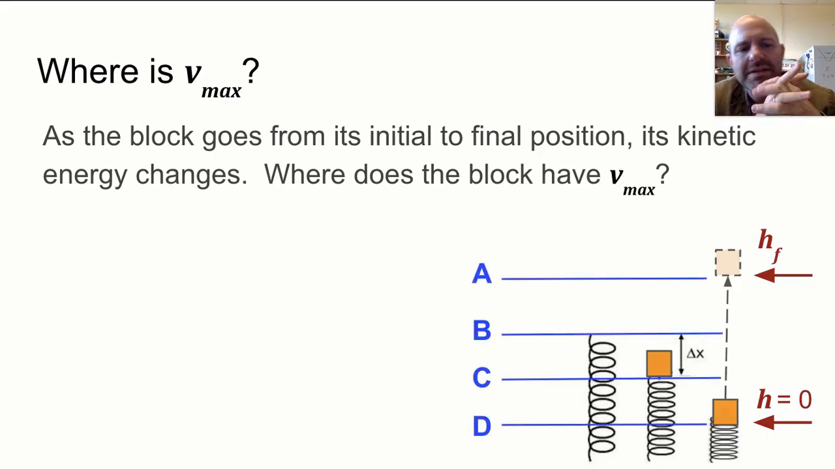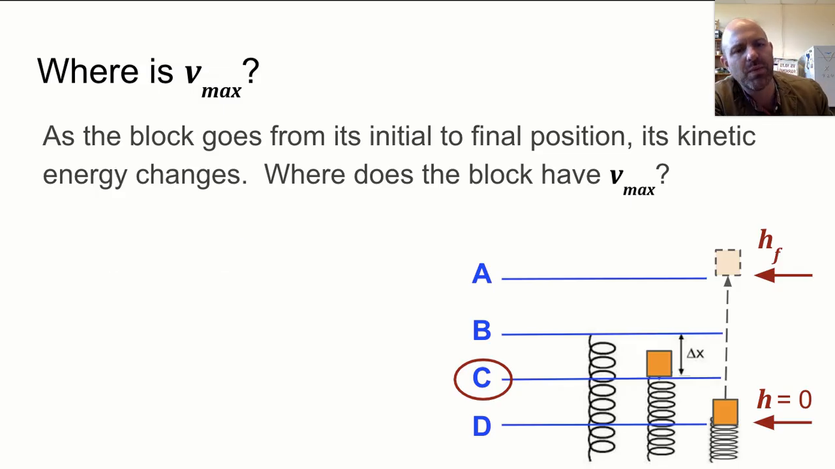There's a bunch of possibilities. Is it at the beginning? Is it at the end? Is it when you reach that point where it was at rest at equilibrium before, or when you reach the unstretched length of the spring? Where is it that this happens? Well, it turns out that it's at point C, where it was at equilibrium before.